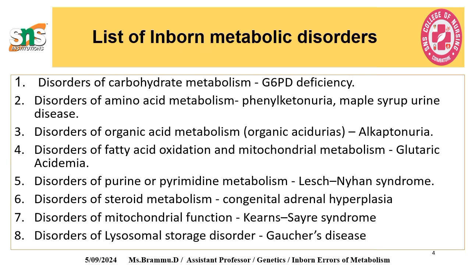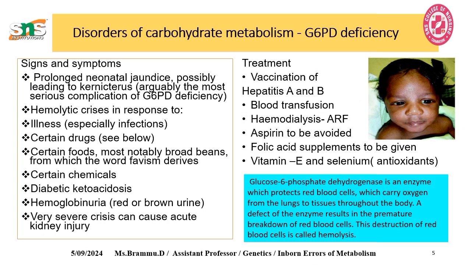Here are some of the inborn errors of metabolic disorders. In carbohydrate metabolism, it is due to G6PD deficiency. In amino acid metabolism, we'll be discussing phenylketonuria and maple syrup urine disease. When we are discussing organic acid metabolism, I'll be teaching about alkaptonuria. When we are discussing fatty acid oxidation and mitochondrial metabolism, we'll be discussing glutaric acidemia. And when we are discussing pyrimidine metabolism, we'll be discussing Lesch-Nyhan syndrome and so on.